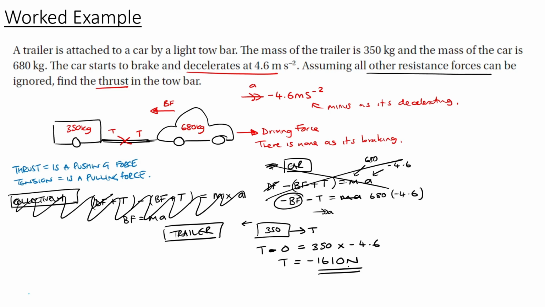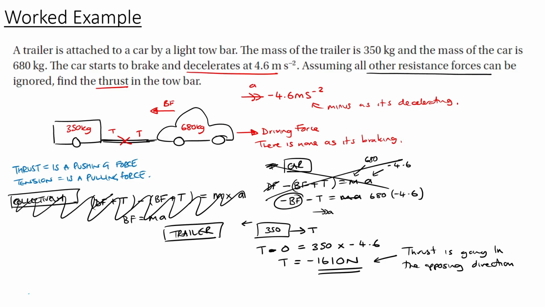1,610 newtons. Now what this basically means is that the thrust is actually going in the opposite direction of what I agreed with. So here the thrust is going in the opposing direction. Now the question's just asking for the thrust in the tow bar.